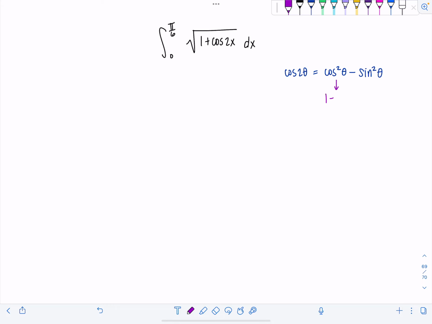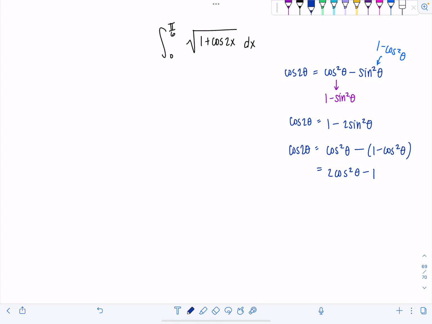If I replace cosine squared with 1 minus sine squared theta, then we have cosine 2 theta is 1 minus 2 sine squared theta. And then alternatively, if I replace sine squared theta with 1 minus cosine squared theta, watch what happens. Then you have cosine 2 theta is cosine squared theta minus 1 minus cosine squared theta. Do you see it? So this ends up becoming 2 cosine squared theta minus 1. So which to choose from? It really depends what you're doing in math. So be ready to bust out any of the three when appropriate.